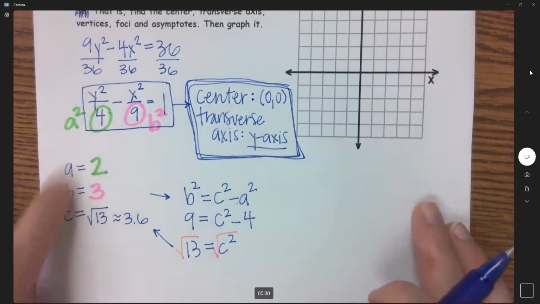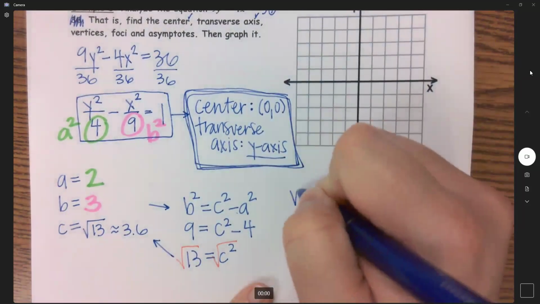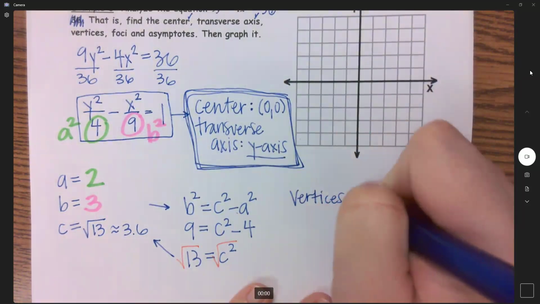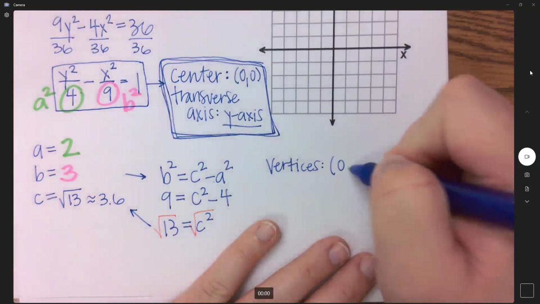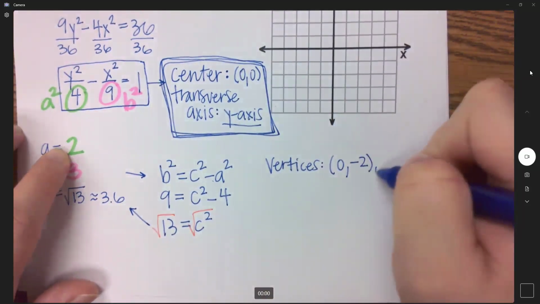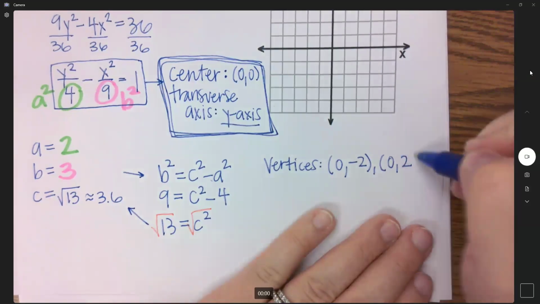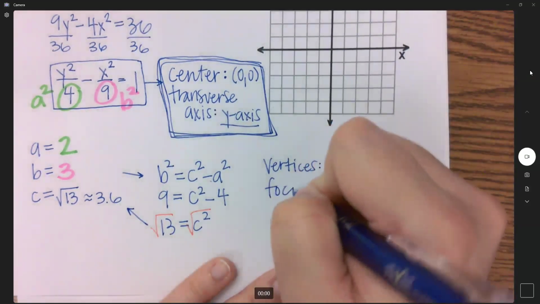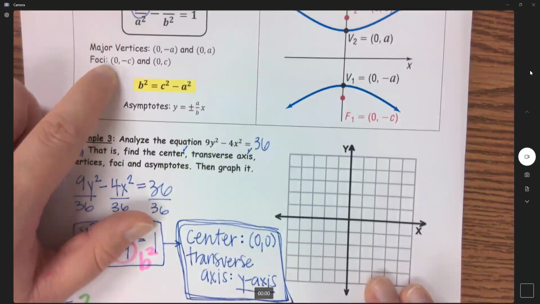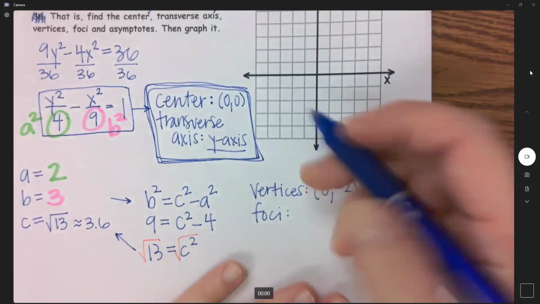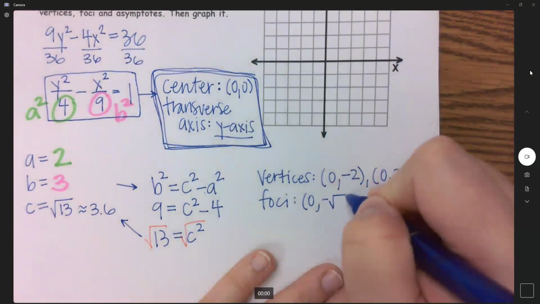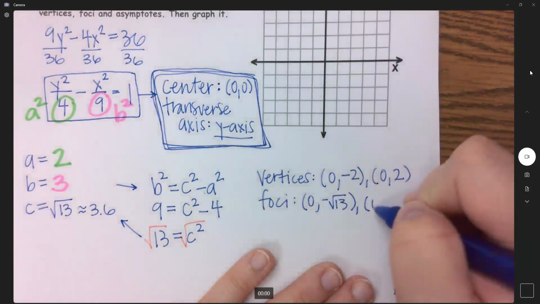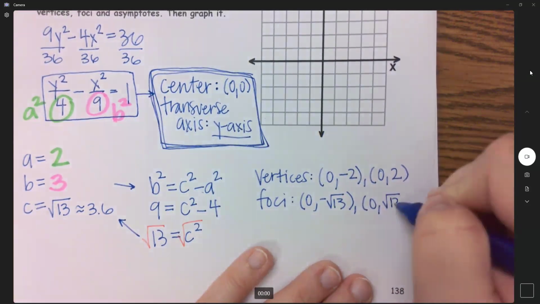All right, so now that I have A, B, and C, we can answer the rest of this. I need my vertices. Vertices are (0, ±A), so we have (0, -2) and (0, 2). I need my foci, which are (0, ±C). So (0, -√13) and (0, √13). In your math lab, you're going to have to use that square root.